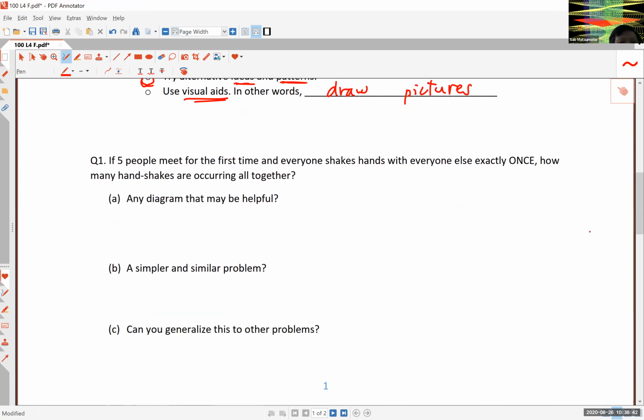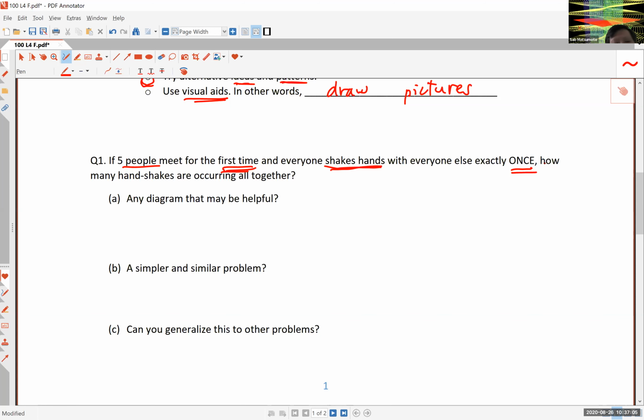All right, number one, let's say 5 people meet for the first time. And let's say there is no unknown virus going around. So they all shake hands. Remember, we used to do this? Everybody shakes hands with everybody else, 5 people, exactly once. And now the question is, how many handshakes are occurring altogether?